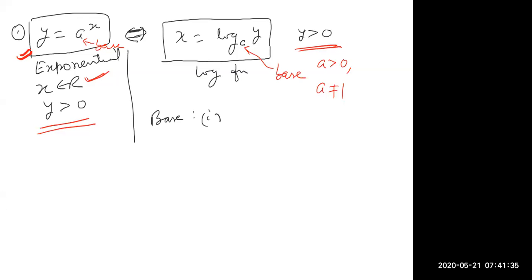One is natural log, which we call base e. This comes for natural log, like log base e of x. Natural base.